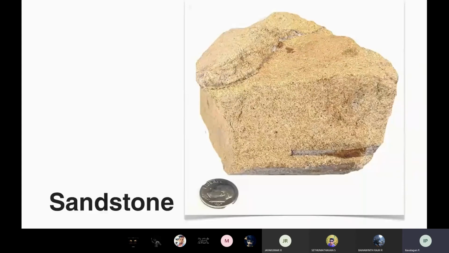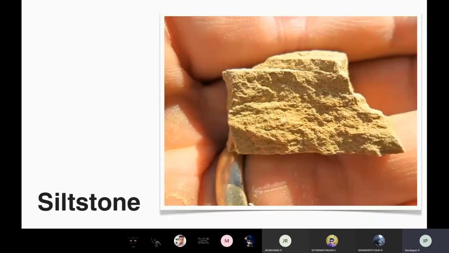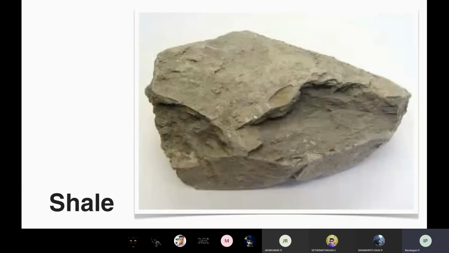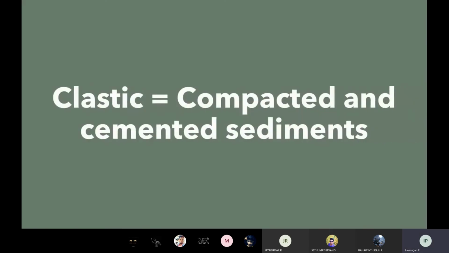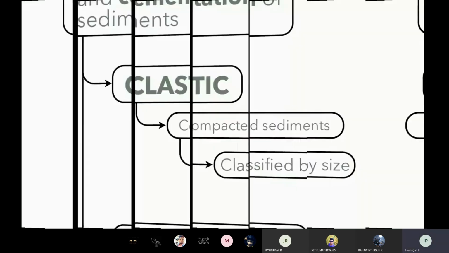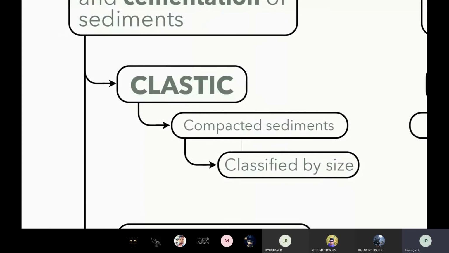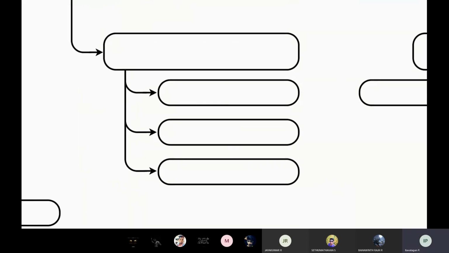Then we get to the sandstone. As you can imagine, sandstone is made of compacted sand grains. Siltstone, made of compacted silt. And shale, made of compacted clay particles. So those are your clastic sedimentary rocks. Compacted and cemented sediments. Now back to our chart. Let's look at another type. Let's actually look at the other 2 types.